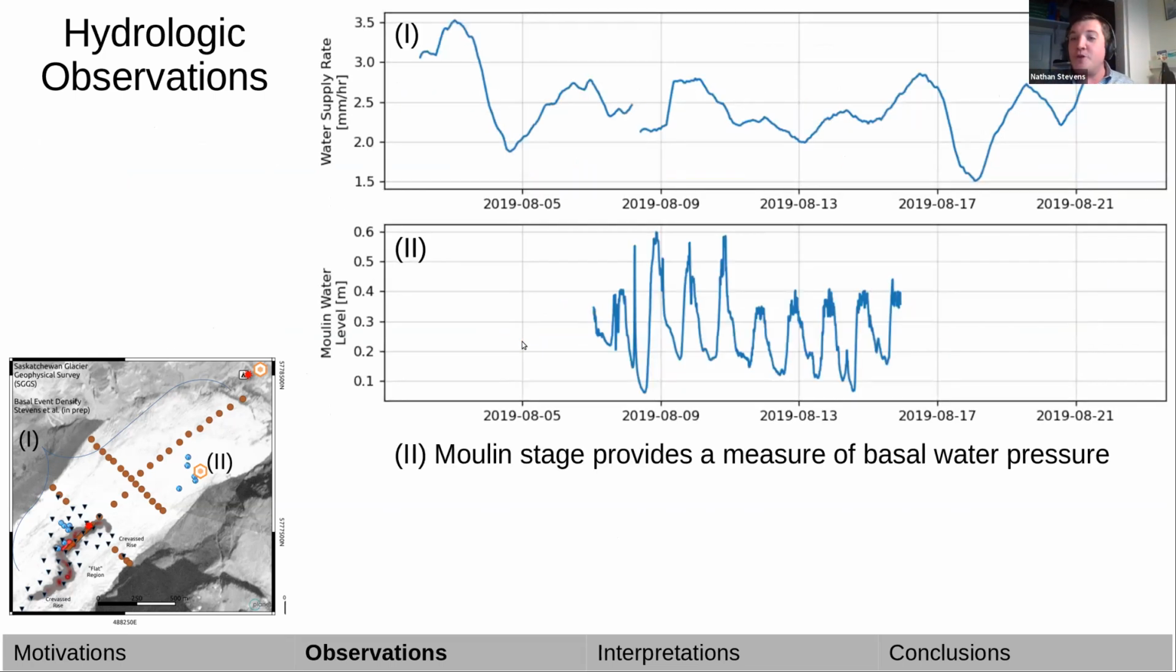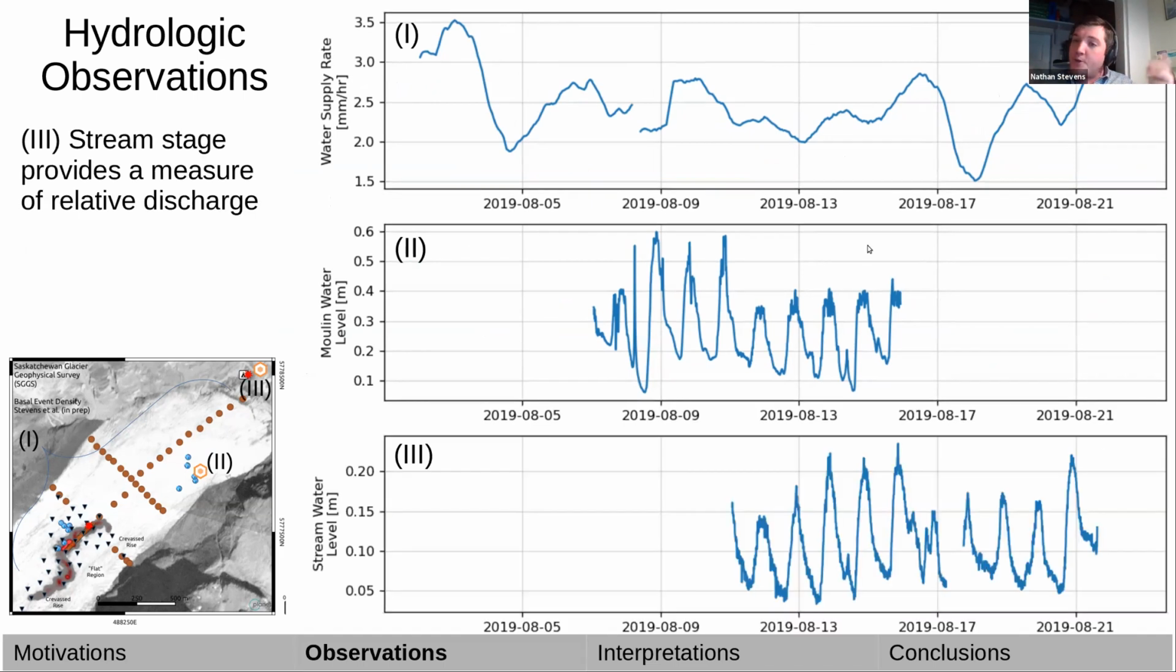And so then we turn to our moulin and we say, okay, let's get a sense of the state of the glacier and how the subglacial pressure is evolving. So we take the record from our moulin transducer, corrected for atmospheric pressure, and we get a record that looks like this. And then finally, we have our stream stage record, and this will give us at least a measure of relative discharge since we weren't able to establish a rating curve.